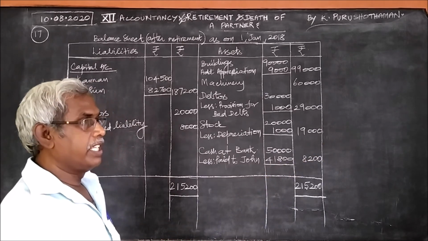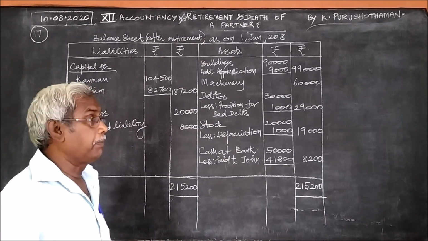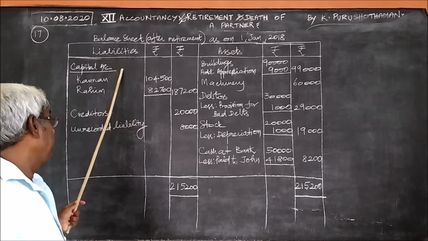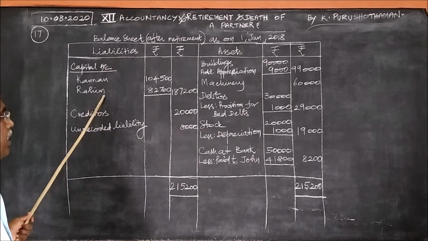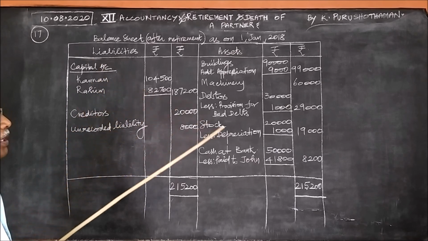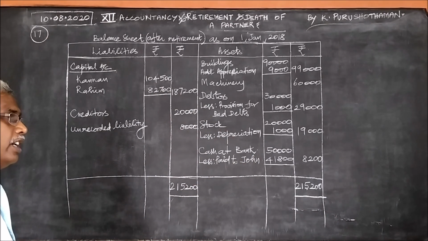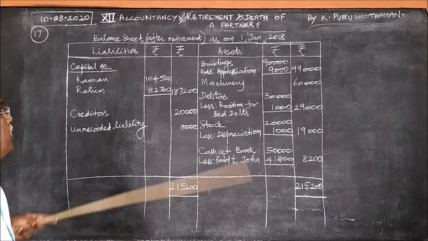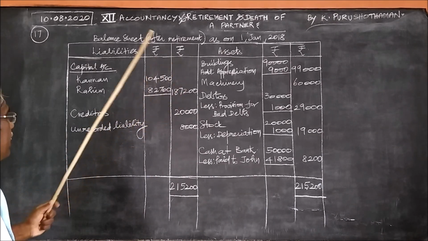Then go to the liability side of the balance sheet given in the question paper. Capital account. In the capital, John has retired, and Kannan and Rahim are the two continuing partners. Kannan account and Rahim account you can write, and the balance carried down of the capital account should be written here. And these two are added and written there.